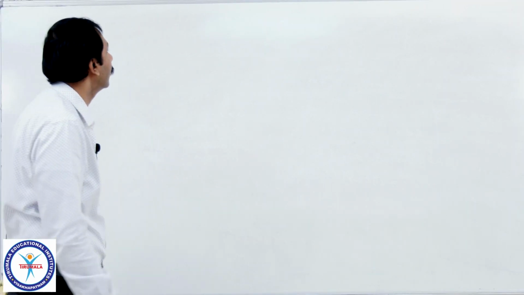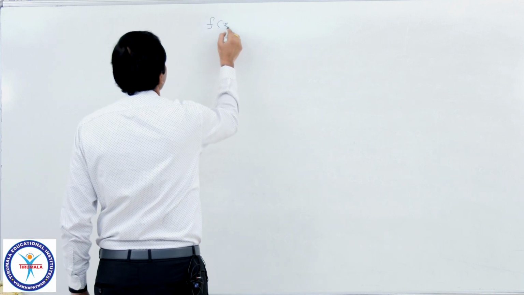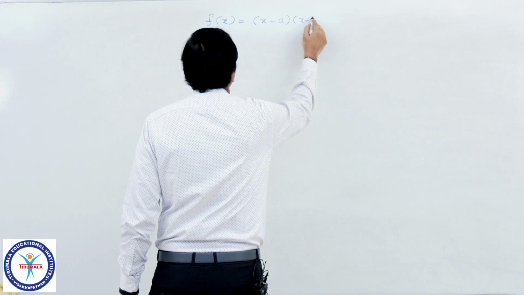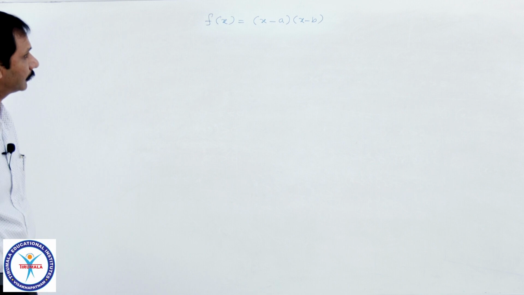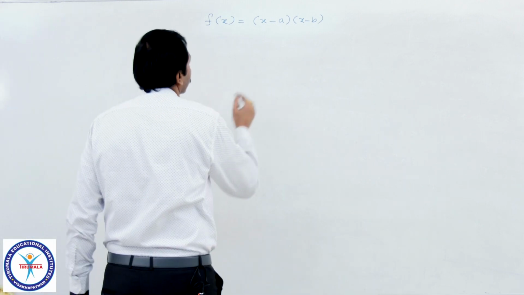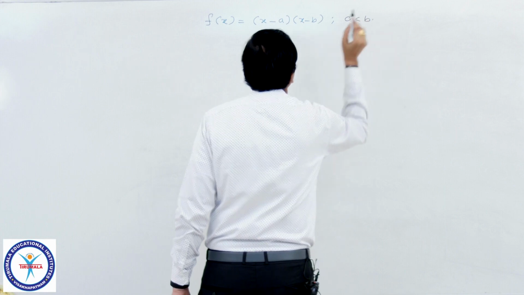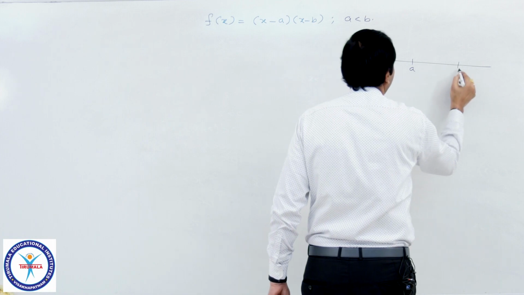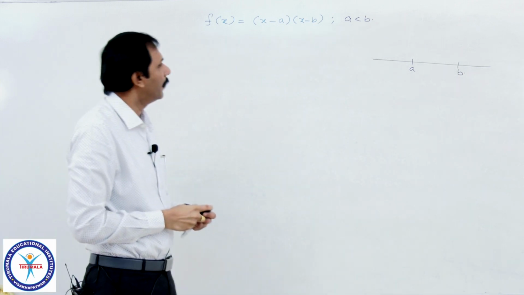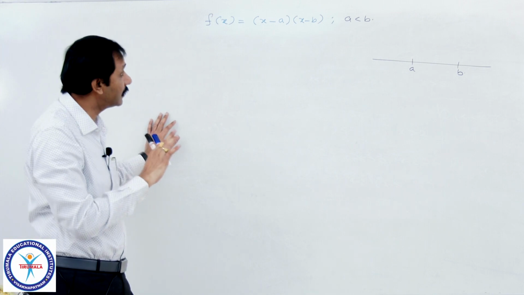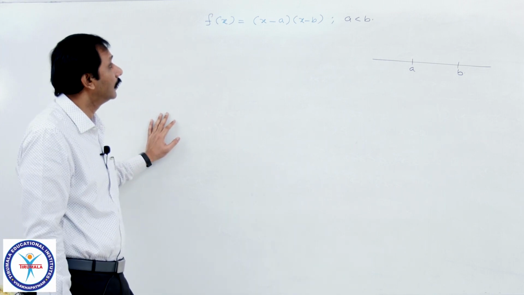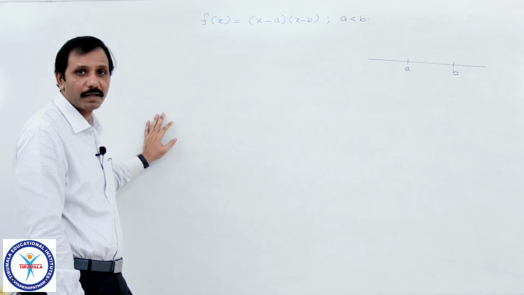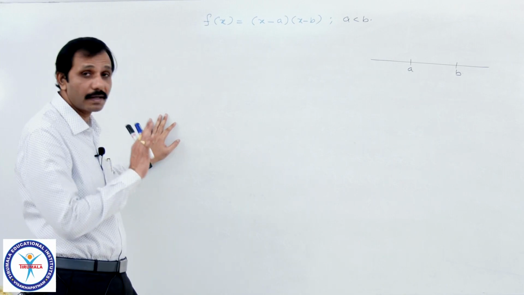Generalize this polynomial f of x which has only two factors. Let it be of the type (x minus a) into (x minus b). See here, I will take a less than b. Here it is a and here it is b. Remember, many times we will be using this sign in quadratics. Whenever we come across an inequality in any problem, we are going to use this concept.